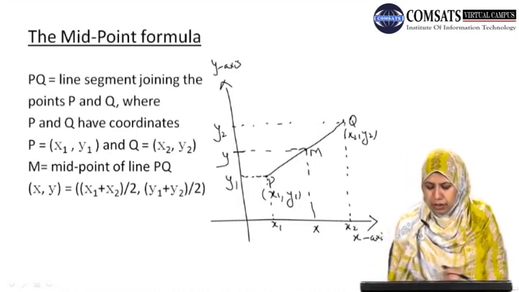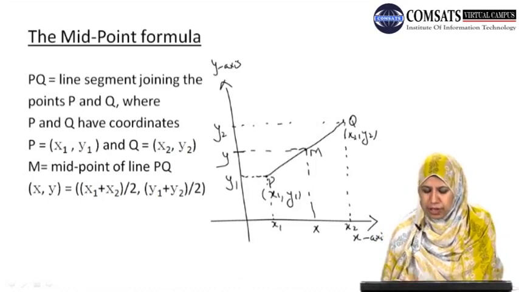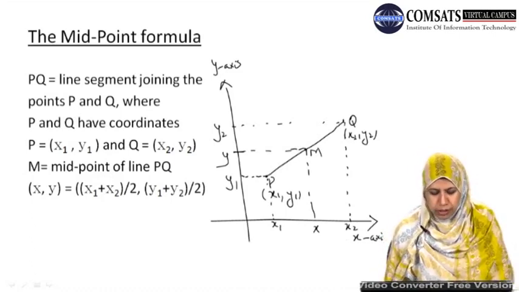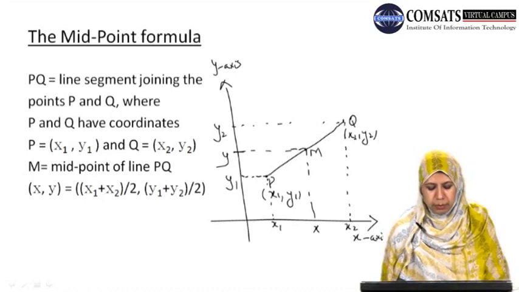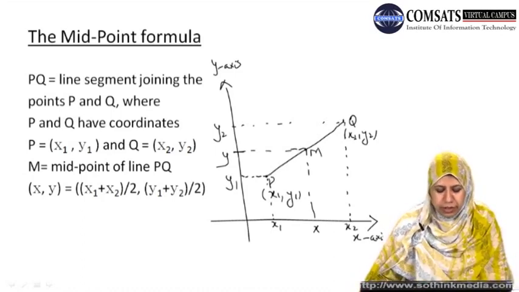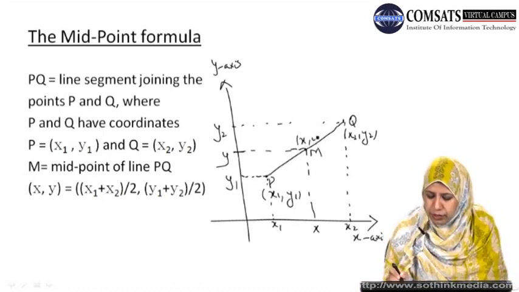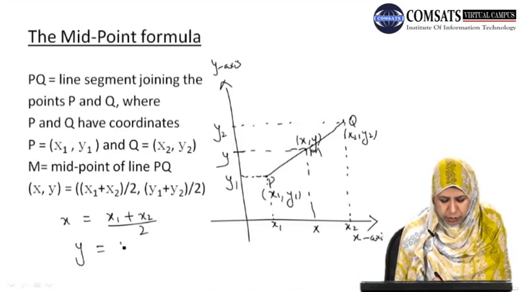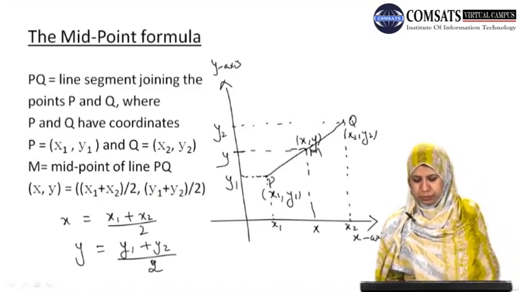So very simple, the x will have coordinates (x1 plus x2) by 2 and y will have coordinates (y1 plus y2) by 2. That is, we will add both the x coordinates of P and Q divided by 2, and similarly for y we will add both the y coordinates of P and Q divided by 2. So M will have coordinates x and y, where x is equal to (x1 plus x2) divided by 2 and y is equal to (y1 plus y2) divided by 2.